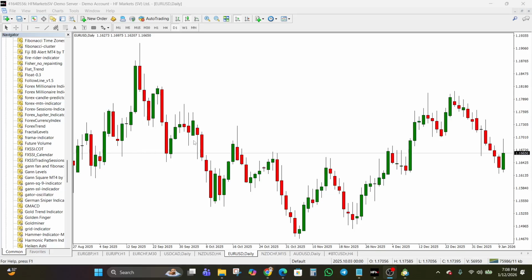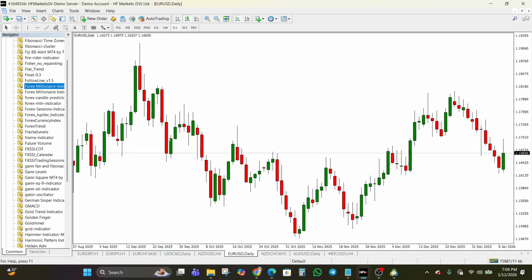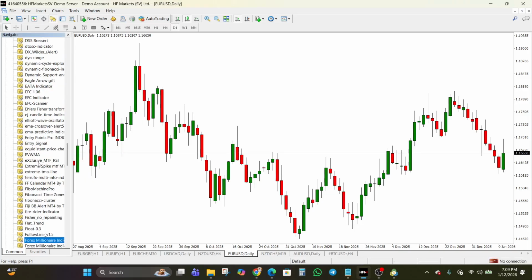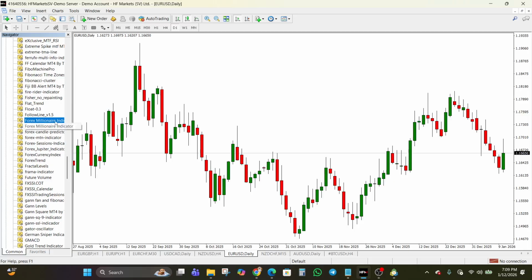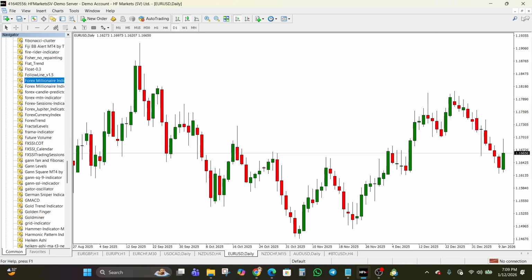All right. So after downloading the indicator, head over to your indicators folder for your platform, be it MT4 or MT5, and then you paste the indicator file inside the indicators folder. After doing that, just head over to your navigator, right click and refresh. After refreshing, you should find your Gann SSL indicator. If you still can't find it, you might just have to restart your terminal.